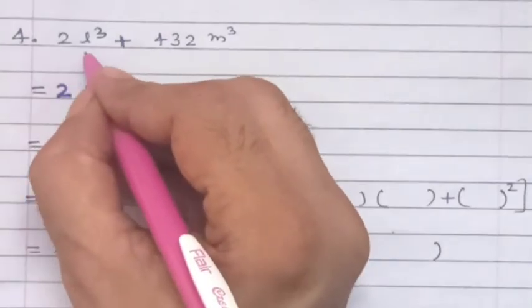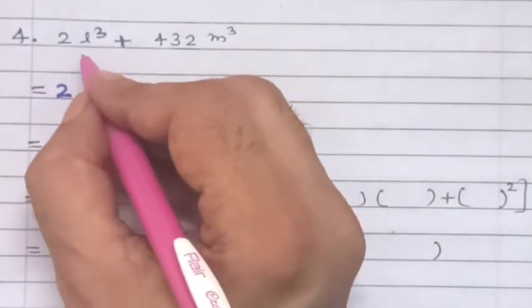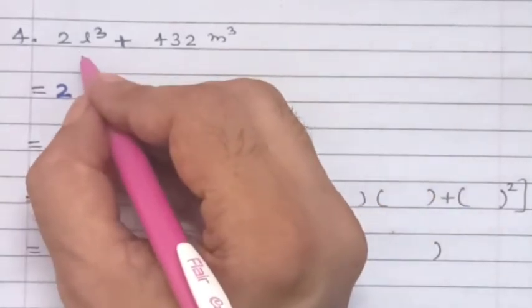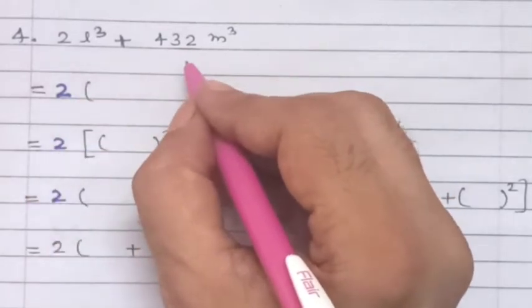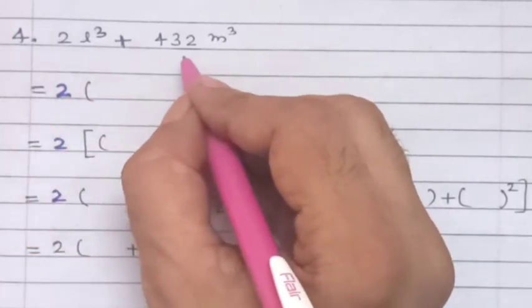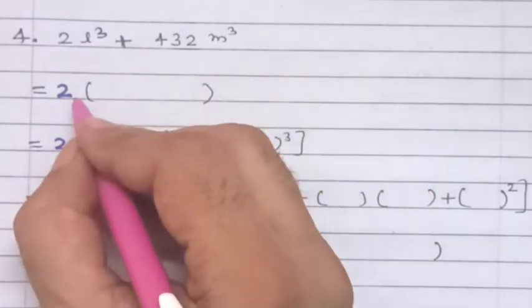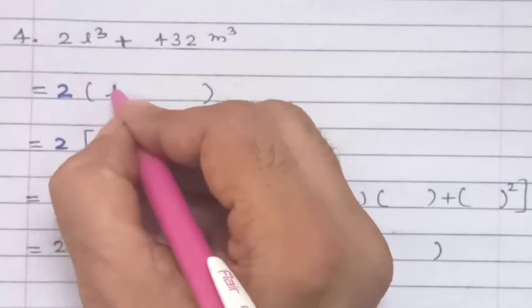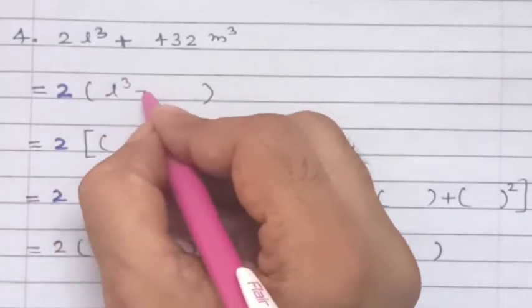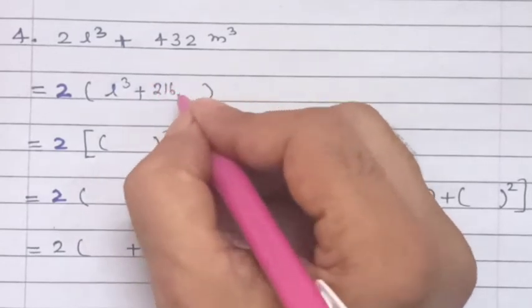Fourth question is 2l cube plus 432m cube. Now if you look at this first part, here it is not the whole cube, whereas 432 is also not a perfect cube. So if you look at both the terms, you can see 2 is common, so remove 2 as a common factor, then you will be getting 2 times (l cube plus 216m cube).